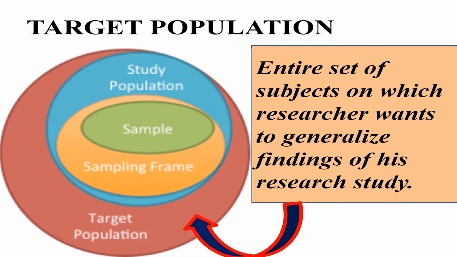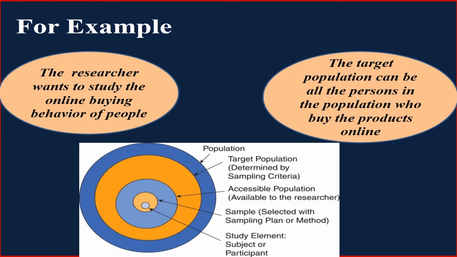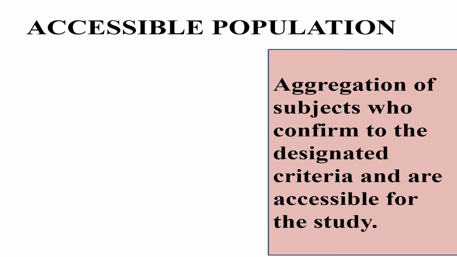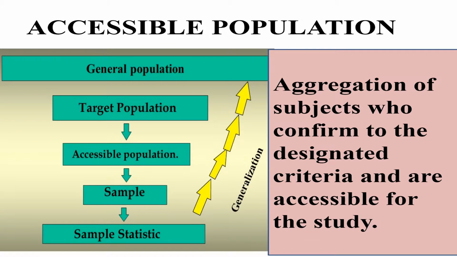For example, if the researcher wants to study the online buying behavior of people, the target population can be all the persons in the population who buy those products online. The next is accessible population. This is the aggregation of subjects who conform to the designated criteria and are accessible for the study.